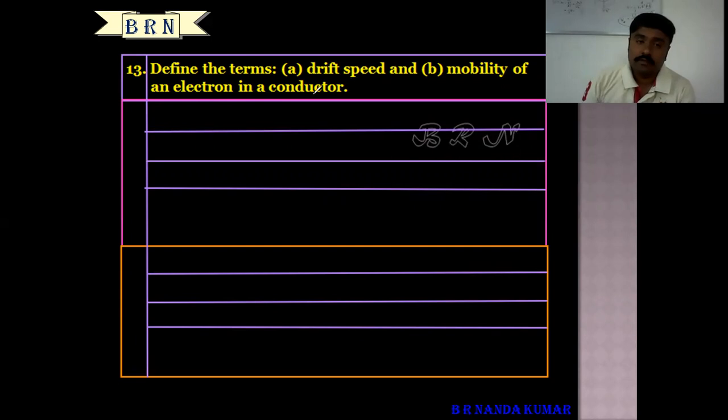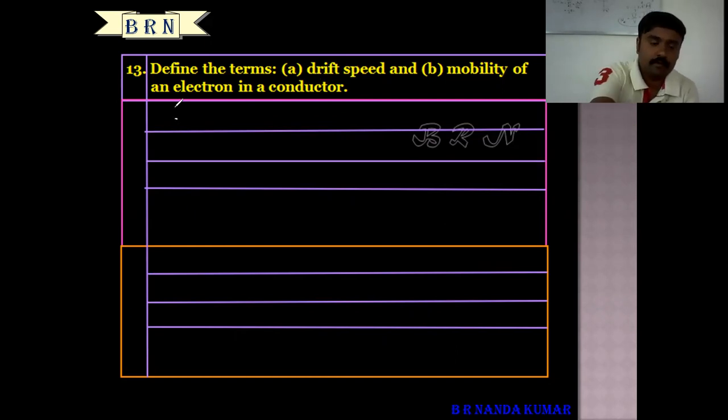Okay, so if we connect a cylindrical conductor to a battery, an electric field gets set up across the ends of the conductor. So the free electrons will experience force, that is because of the electric field. So due to the electric field, electrons experience force and accelerate, that is, they drift in a direction opposite to the direction of applied field. So drift velocity means average velocity.